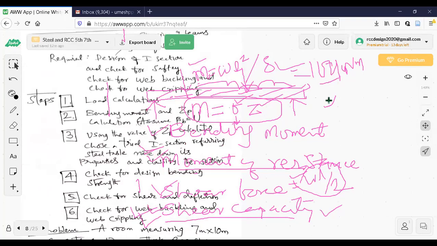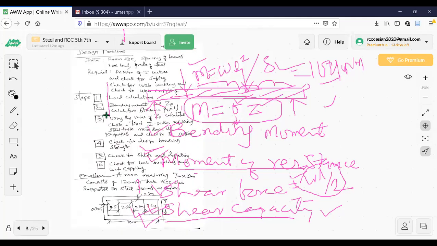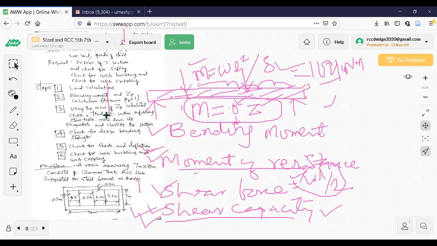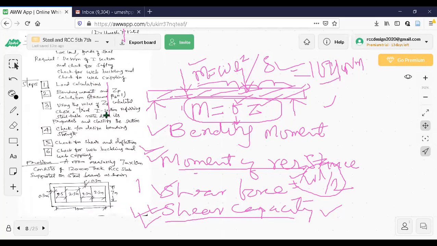Now observe here. Now what I will do is I'll just remove this one here. Then I'll explain the steps in steel beam design.